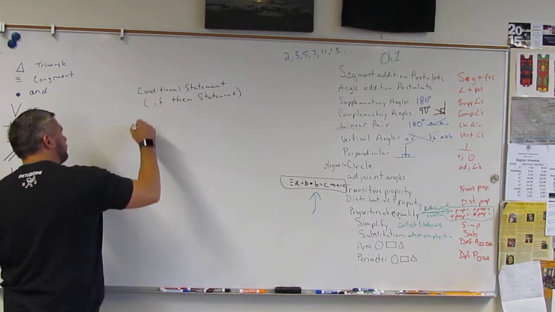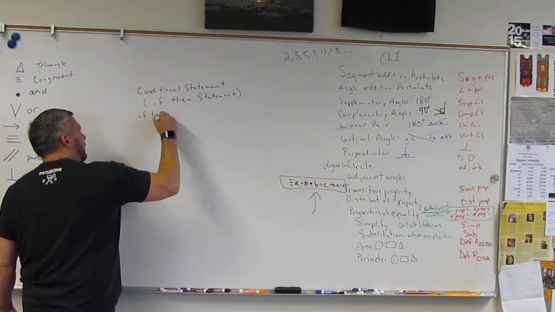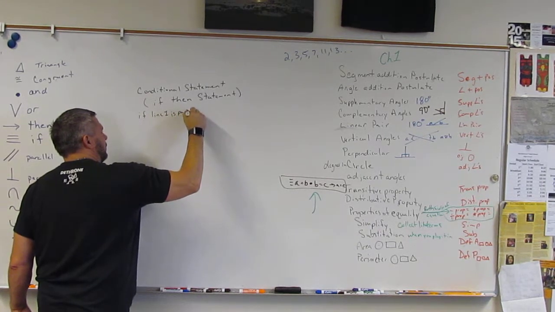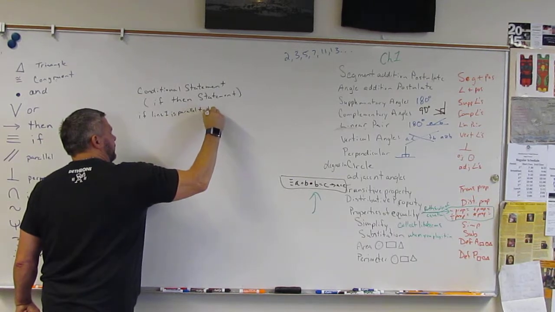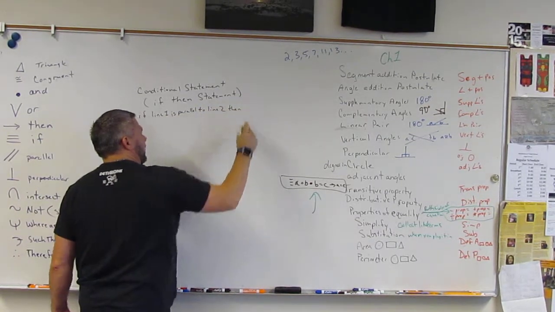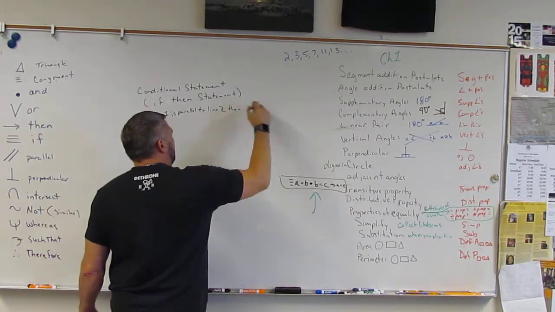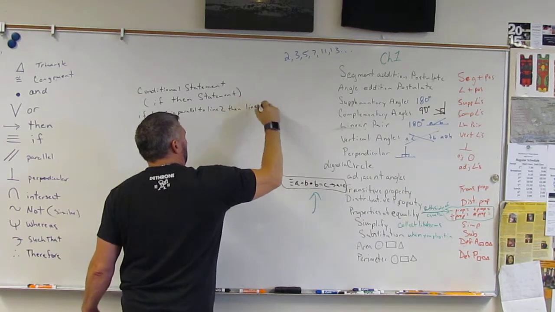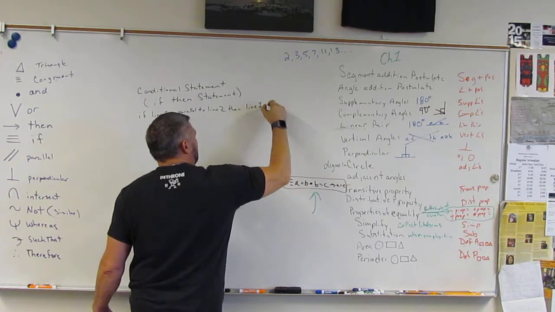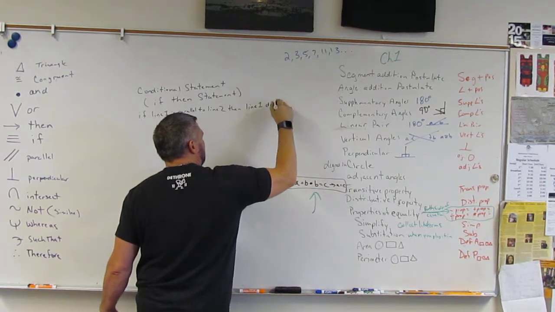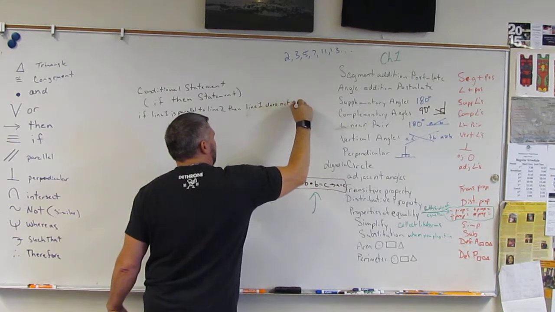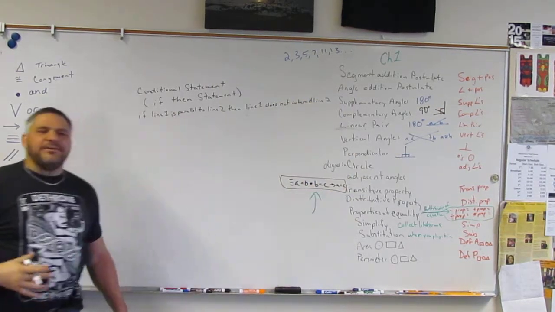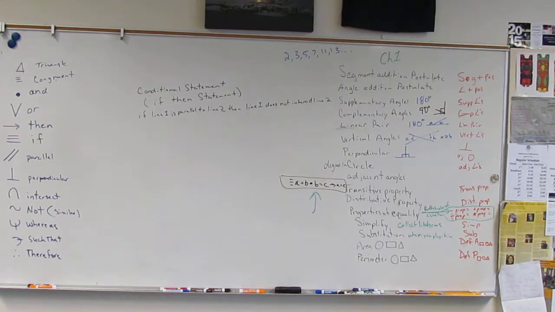If line 1 is parallel to line 2, then line 1 does not intersect line 2. Okay? If they're in a plane, we're talking about a two-dimensional system here.